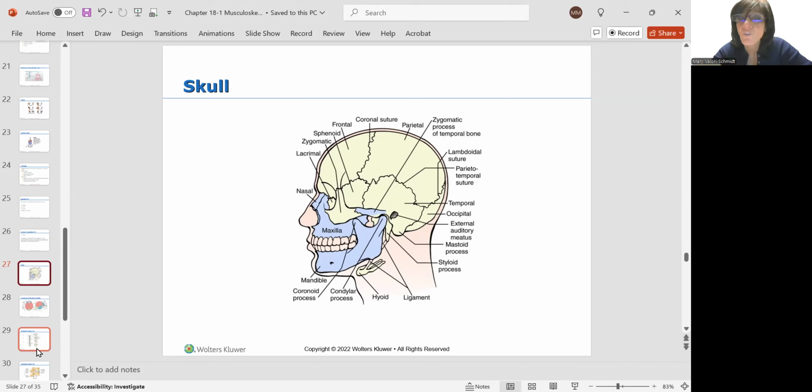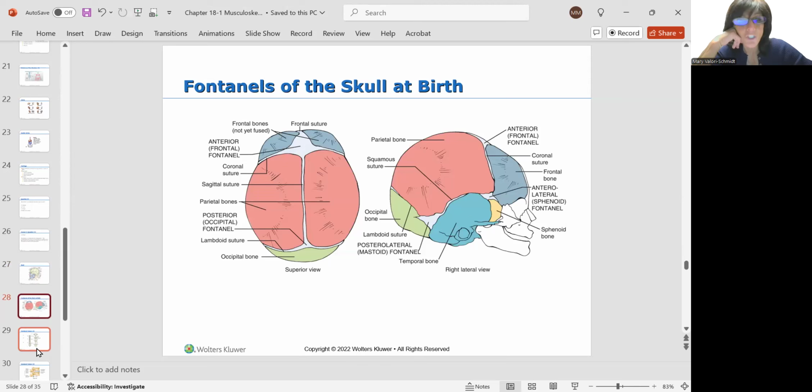So this is showing the suture lines of where those bones originally were not fused, but as adults now they're fused. You don't need to know all those suture lines, but it is interesting to look at them, okay? So the next picture shows the fontanelles when a baby is born.